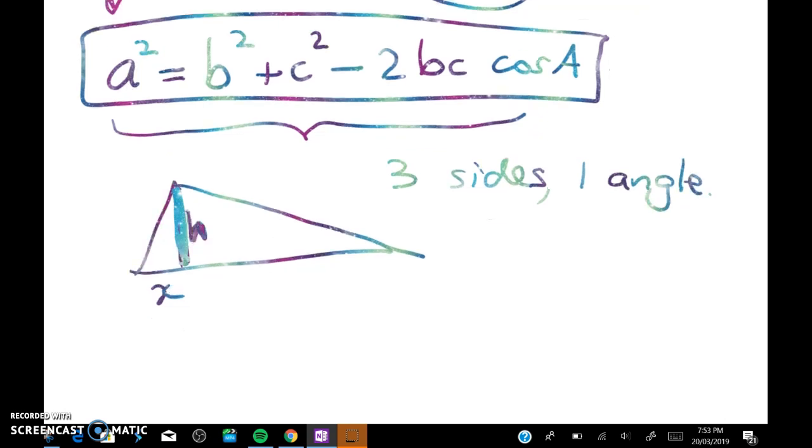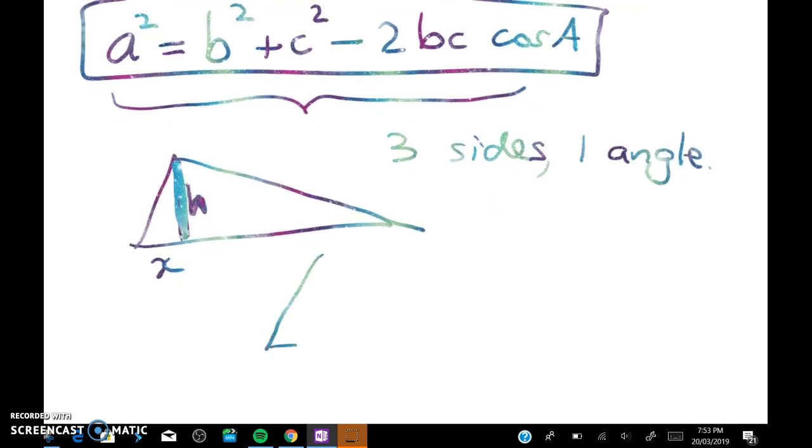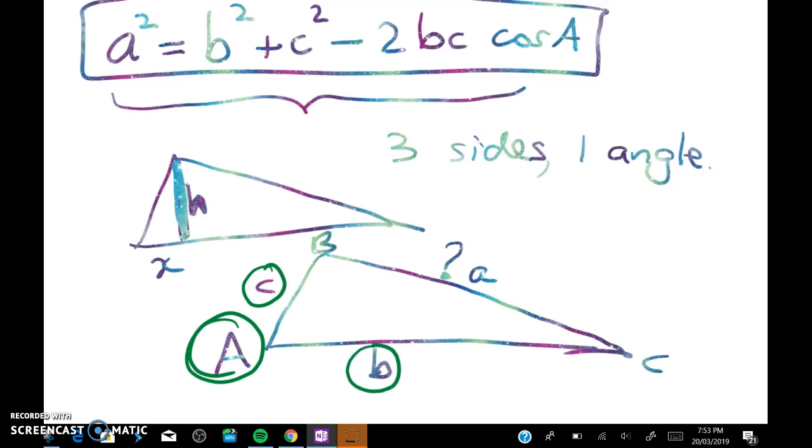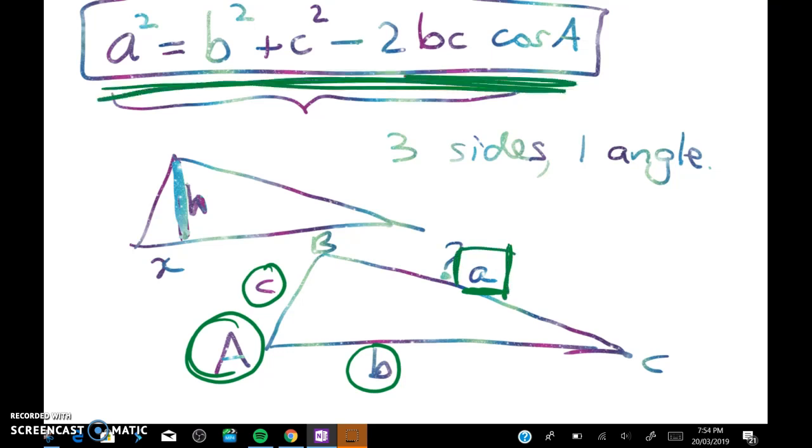Okay, so let's see how that works for the case that we were stuck with before. Suppose that I know this angle here, which is A, but I don't know that side length a there. This side length here is length b, and this side length is length c. So if I know this angle and this side, this formula gives me a way to find this side. Right, and the formula that we use is this one here.